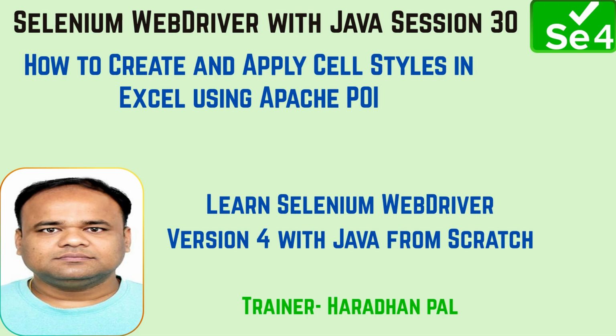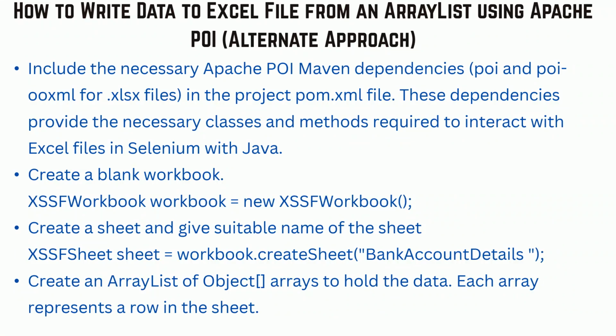In today's session, you will learn how to create and apply cell styles in Excel with the help of the Apache POI libraries. So in the last session, you already learned how to write data to an Excel file from an array list using Apache POI. In this session, you will learn an alternative approach to write data to an Excel file from an array list. Apart from that, whatever Excel file you create after reading the data from the array list, you can set the styles in the Excel sheet for every row and cell based on your requirement.